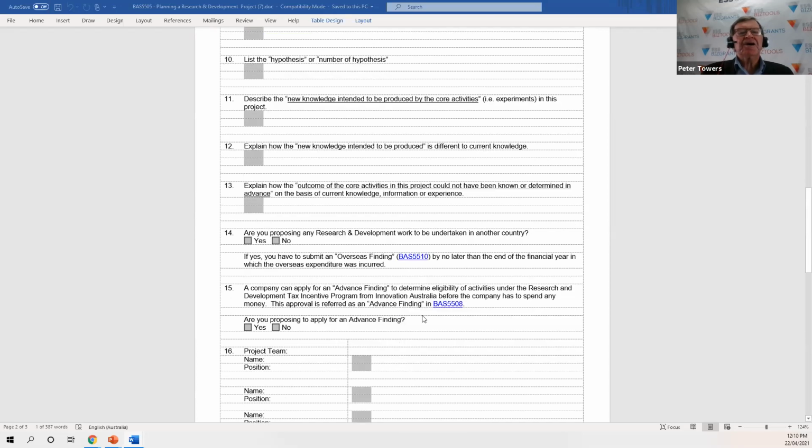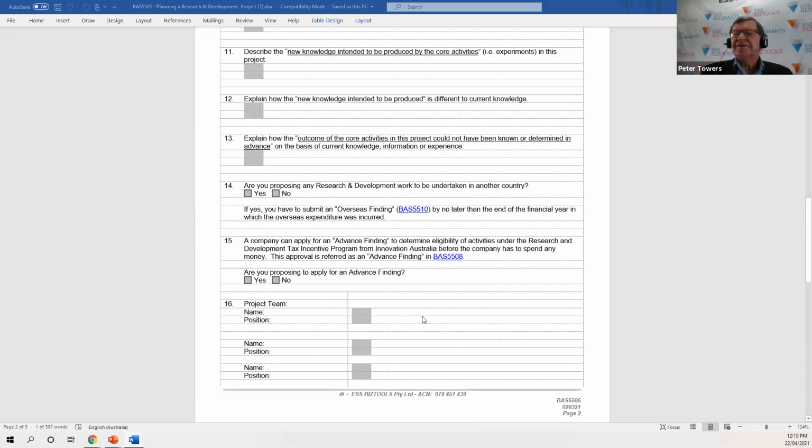They can also apply for an advance finding if the directors of the company would like some certainty that what they are proposing to do is going to be accepted by the tax office and AusIndustry as being a legitimate research and development project. They can apply for that, but then they need to sit back and wait until they have received the response from the ATO and AusIndustry.